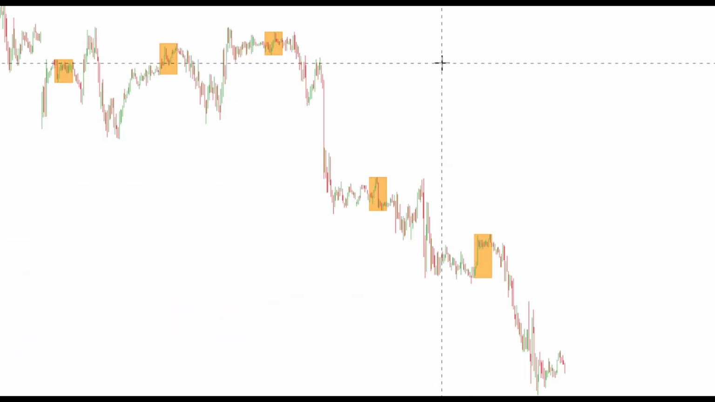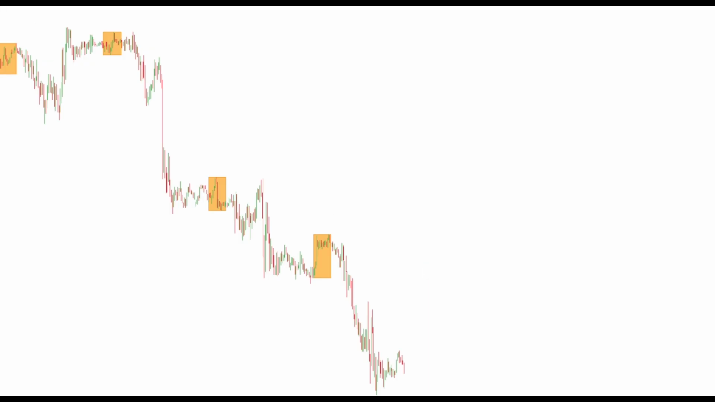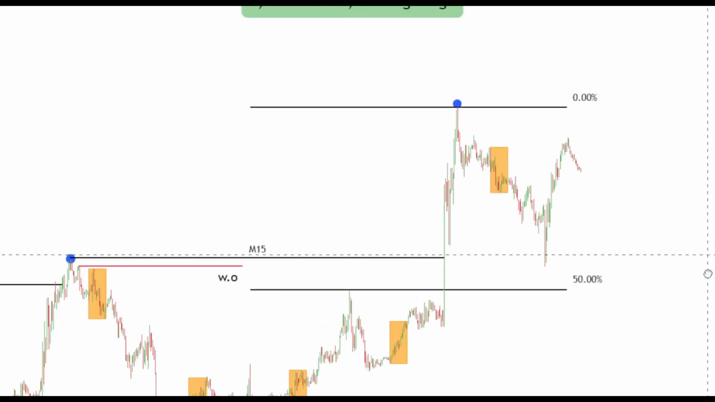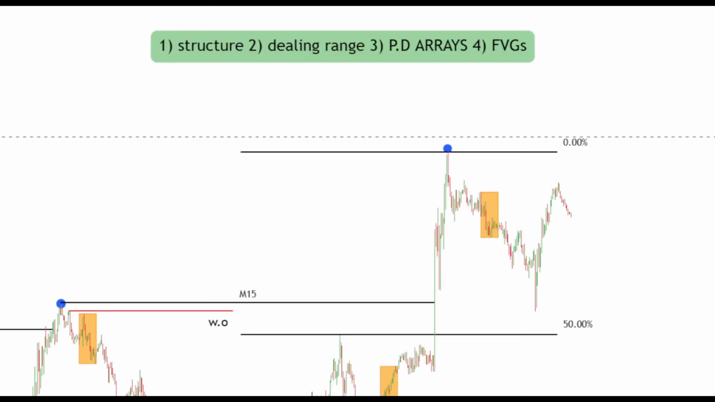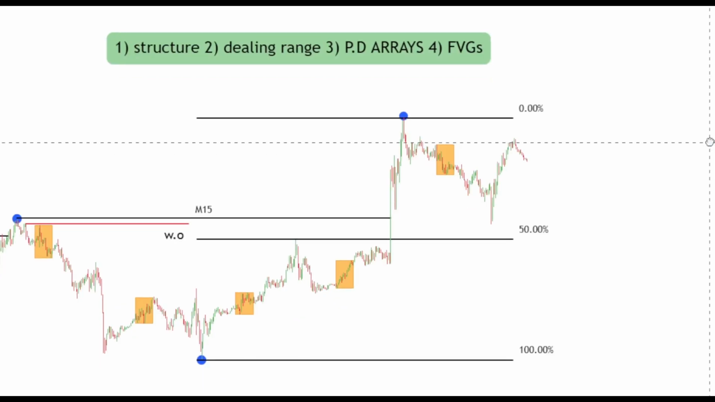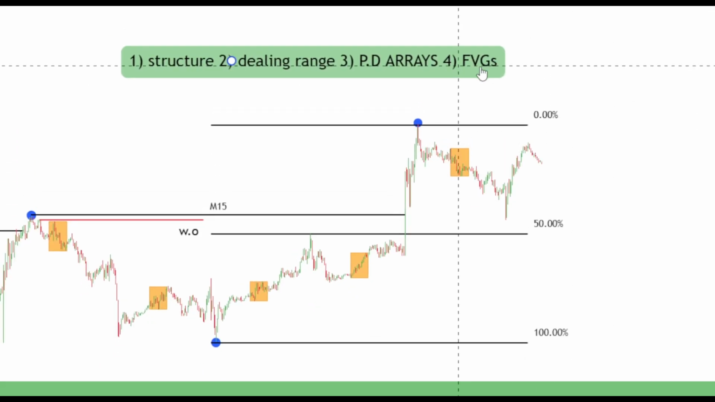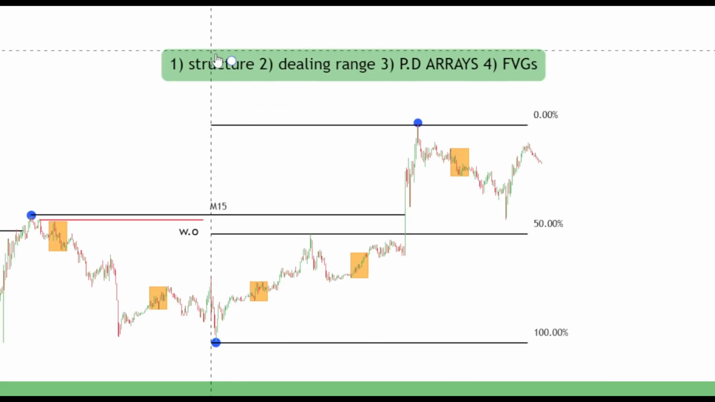After your dealing range has been established, the next thing you want to look for is your PD arrays, your premium and discount arrays. And last, you want to be looking for your inefficiencies or fair value gaps. So every single chart you look at must follow the same principles in the same order that I've got it on your screen.